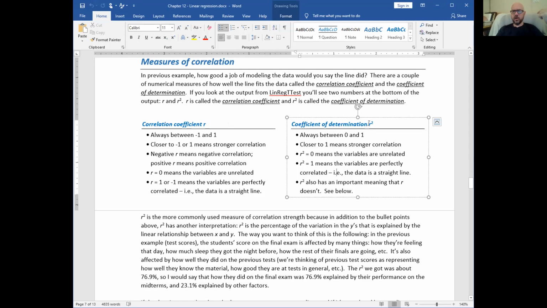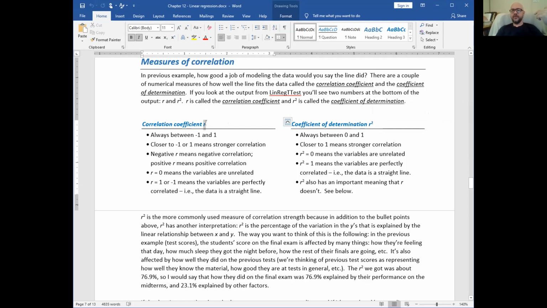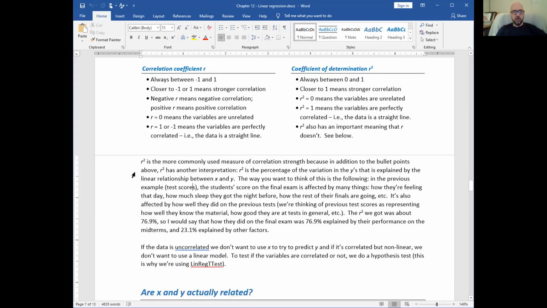The coefficient of determination is R squared, and this is not just a name change from R to R squared. To find the coefficient of determination, you literally just square R. That's why it's R squared. Because squaring something gets rid of the sign, it always makes it positive. R squared is only between 0 and 1, with 0 meaning less correlated and 1 meaning more correlated. The reason we use R squared in general is this down here.